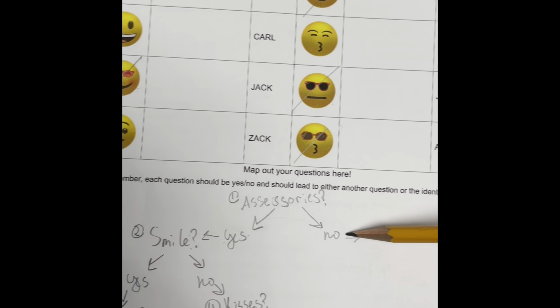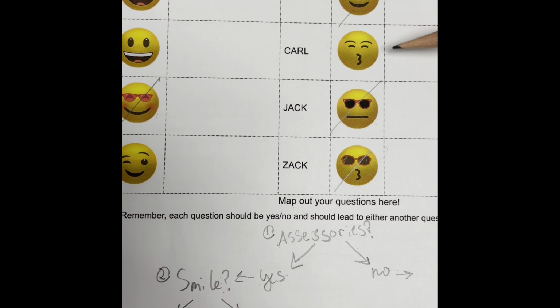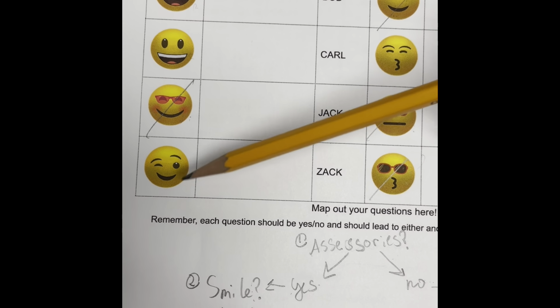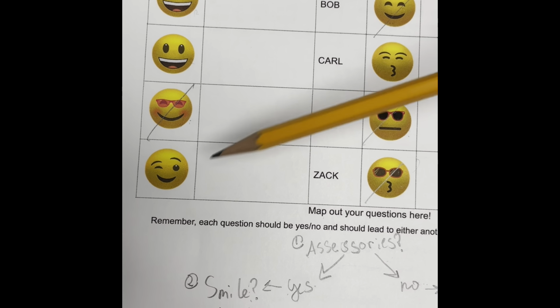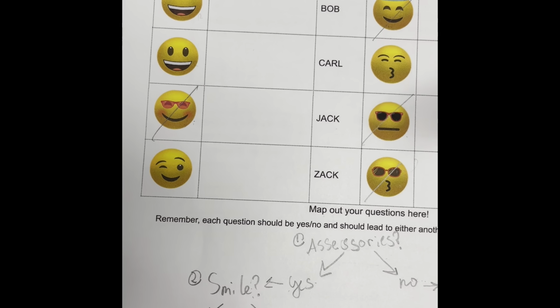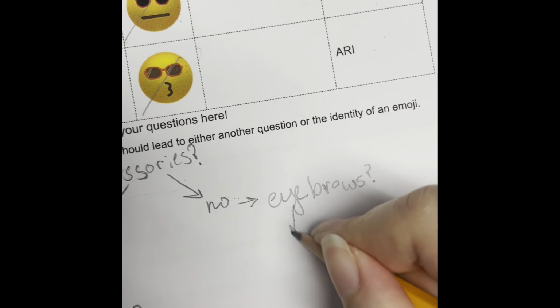Now we need to figure out the emojis that do not have accessories. So one really obvious thing to talk about is that 2 of them have an open mouth smile and 2 of them have eyebrows. I've seen it done both ways. It doesn't matter which one you want to talk about. So let's just do eyebrows for a second. So our next step is going to be eyebrows. Okay. If the answer is yes, then we are choosing between Mia and Zach.